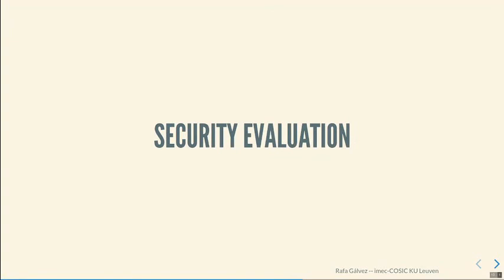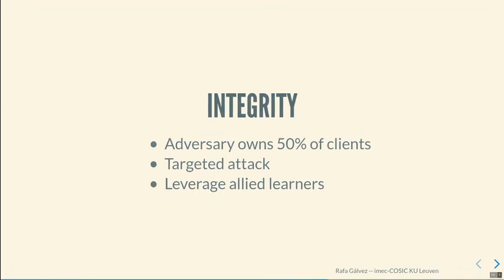Now we want to check if we can withstand security and privacy attacks. We will first check against an integrity adversary, a pretty strong adversary that owns 50% of the clients and wants to perform a targeted attack. The targeted attack aims to trick LIM into misclassifying a specific malicious app as clean. To do that, the adversary will leverage what we call the allied learners, that is, learners from the ensemble that already misclassify this malicious app as clean. The goal is to have an honest majority of these allied learners so that the ensemble itself will predict that this malicious app is clean.